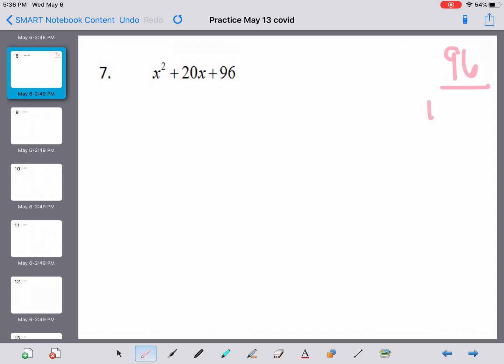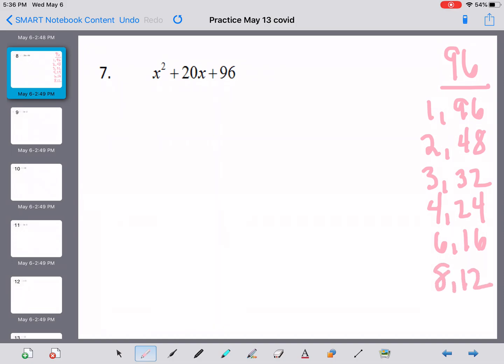It's 1 and 96, 2 and 48, 3 and 32, 4 and 24, 6 and 16, and 8 and 12.